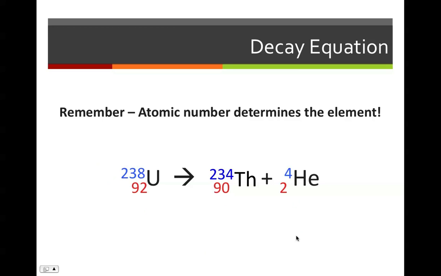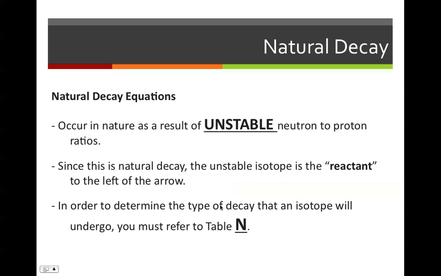And you can see there again. So if this was my missing particle, I would get my 234, I would get my 90, and then how I got the Th is from using the 90. And that would be my completed answer.